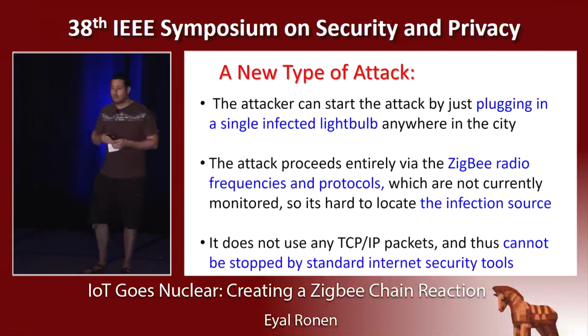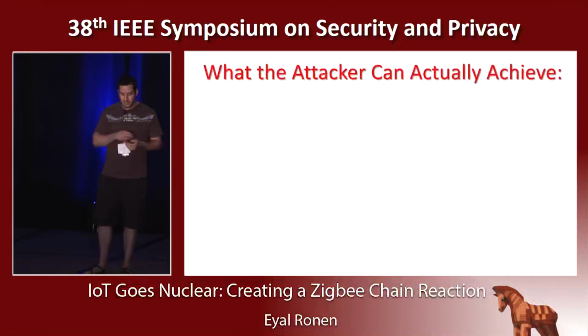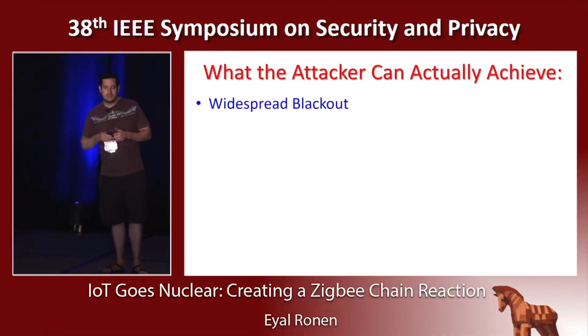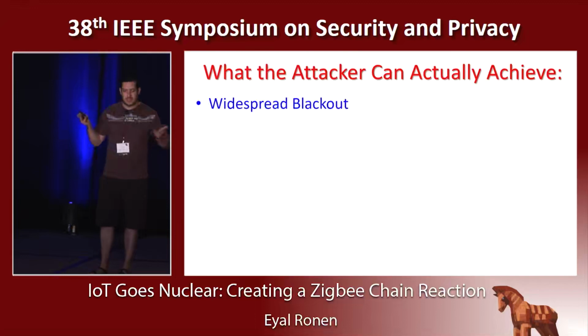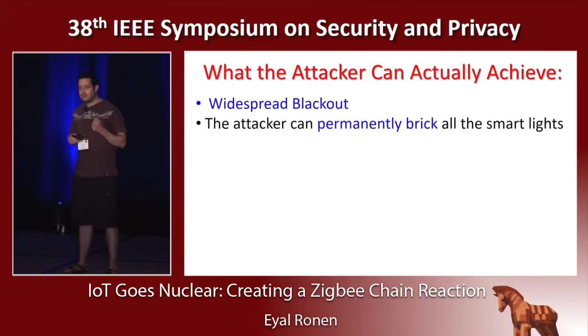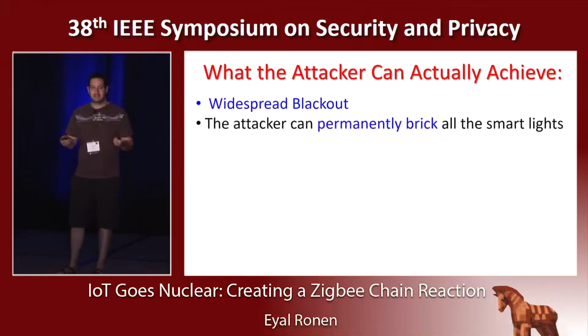And because we go around any IP defense mechanism, all of the regular protection that we have is not going to help us. So what can we achieve with this attack? The simple thing is we're going to do a widespread blackout, close all of the light in the city. But a nice thing about it is that when we attack those lights, we can permanently break them. There's no way to fix them afterwards.